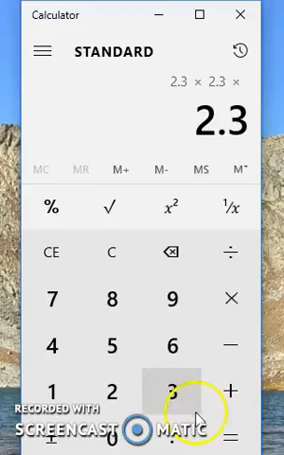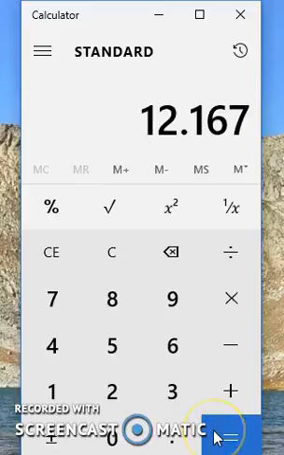You did it 3 times. Then you hit equals, all right? And then you get your answer, all right?